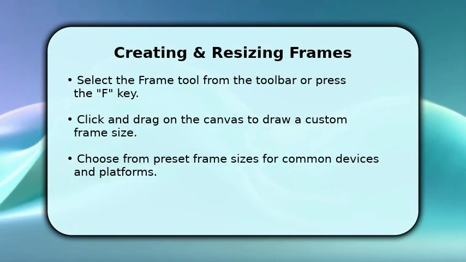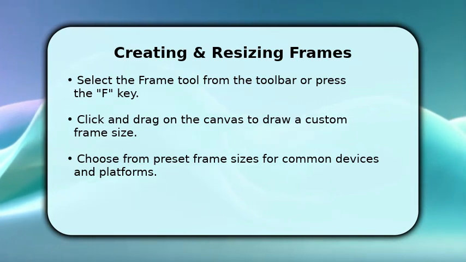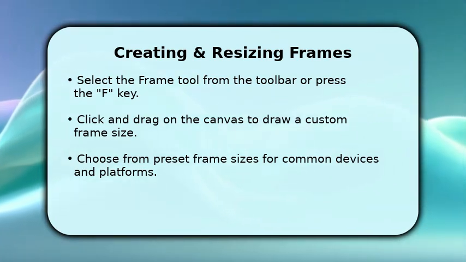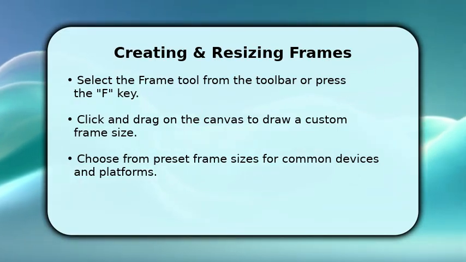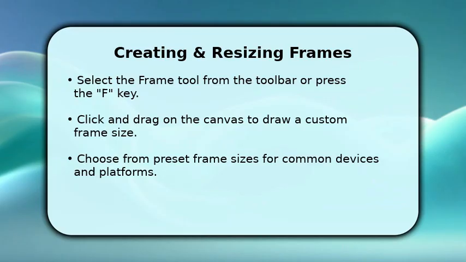To create a frame, simply select the Frame tool from the toolbar or press the letter F on your keyboard. You can then click and drag on the canvas to draw a custom-sized frame or choose from a variety of preset dimensions for popular devices like phones and tablets.